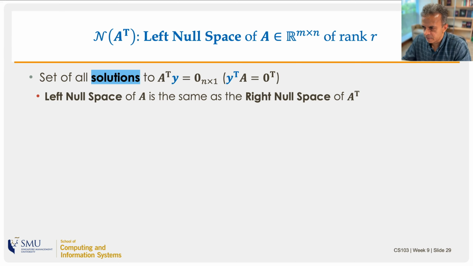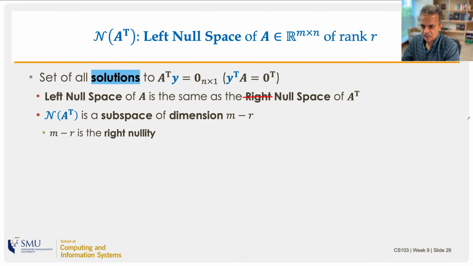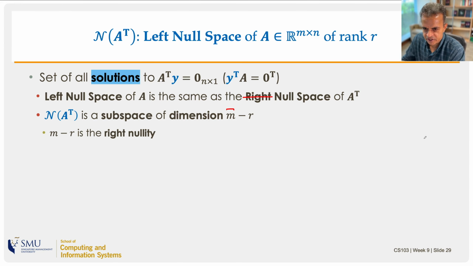The left null space is the counterpart of the right null space. Well, nobody calls it the right null space, it's just the null space. The left null space of A is the same as the null space of A transpose. It's a subspace of dimension M minus R, and for that reason, M minus R is called the left nullity. Why is this M? The matrix A was M by N, so the matrix A transpose is N by M. It's got N rows and M columns. If you do RREF on A transpose, out of the M columns, R of them will have pivots and the rest will not have pivots, M minus R, and that would give you the dimension of the null space there.